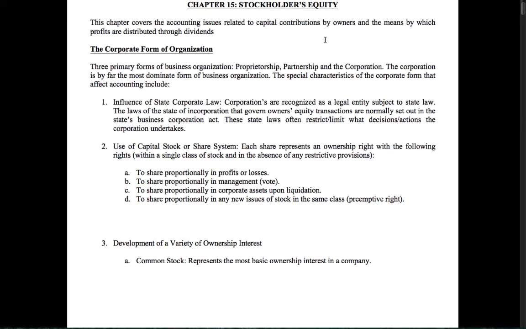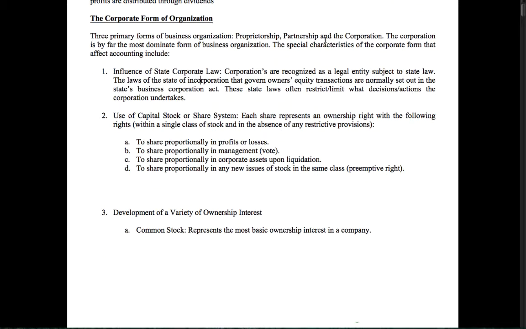Next, the use of the capital stock or share system. Each share represents an ownership right with certain characteristics and certain rights, and this is within a single class of stock and in the absence of any restrictive provisions. We'll discuss some of the restrictive provisions later in this chapter when we talk about preferred stock and the preference that they tend to get in certain circumstances.